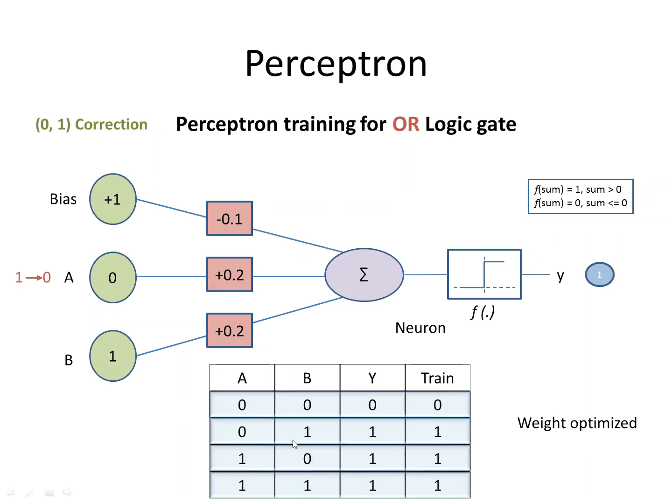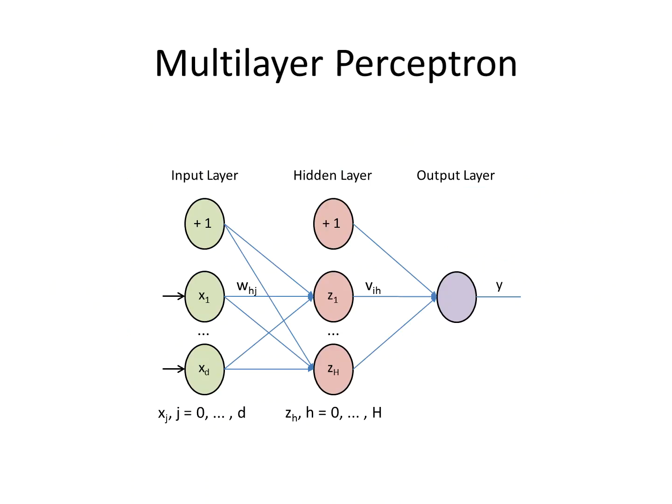But in the case of an XOR logic gate, if the inputs are the same, then it provides the output as 0, and if the inputs are not the same, then it provides the output as 1. So those are non-linearly separable. So for that we'll need a multilayer perceptron.